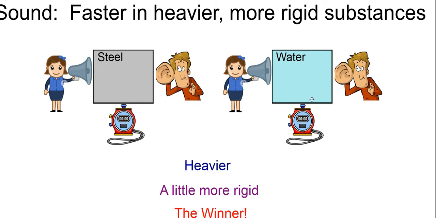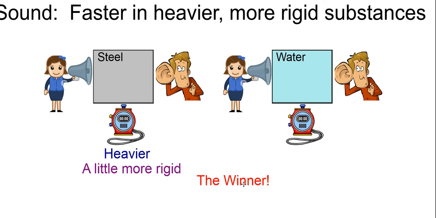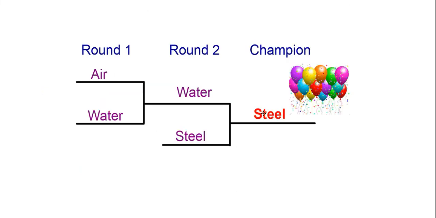We'll change that now. Here's water, it's just like before, but now this is steel. Who's going to win here? Who's heavier? Obviously steel. Who's more rigid? Much more rigid. Very hard to bend steel compared to water, right? So who's the obvious winner? The obvious winner is going to be steel. Yes, sound will go faster in steel than in water. So here it is. Steel is the champion.